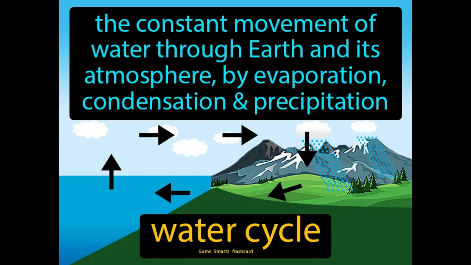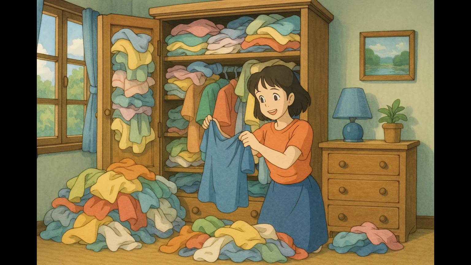The constant movement of water through Earth and its atmosphere by evaporation, condensation, and precipitation. Water cycle. The water cycle is the journey water takes as it changes form and moves from the ground to the sky and back again. Imagine you're trying to manage a wardrobe that's always overflowing with clothes, yet you can't seem to find the right outfit when you need it.